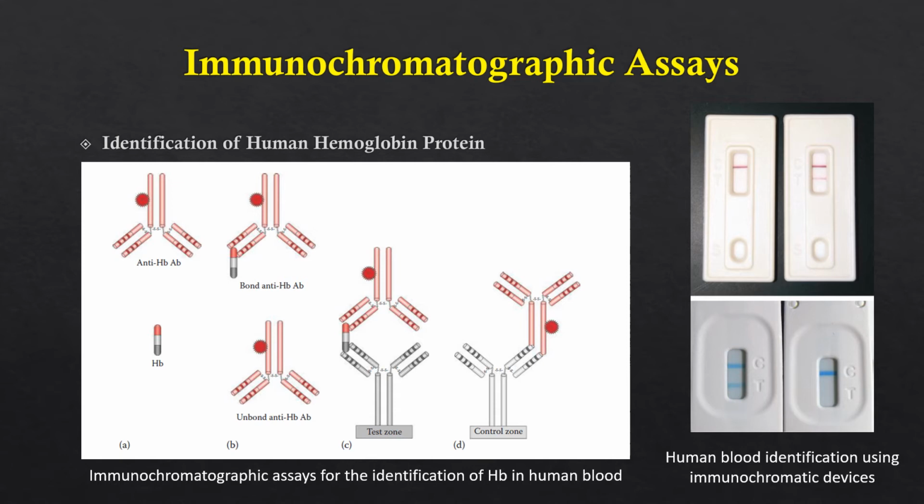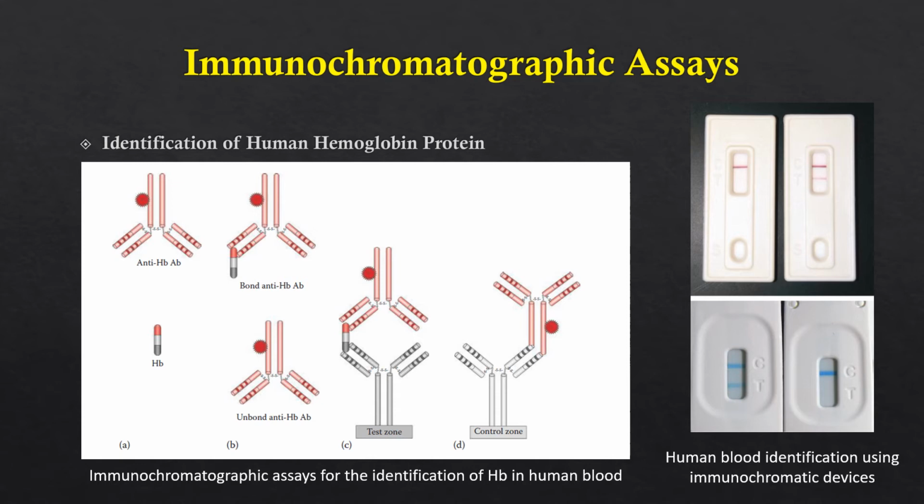In the test zone, sandwich formation is there. Antigen is in between and two antibodies are forming above and below. That is the sandwiching technique, in which the color development will still be there. And in the actual testing kit, if you see the first image, a pink color line is formed.